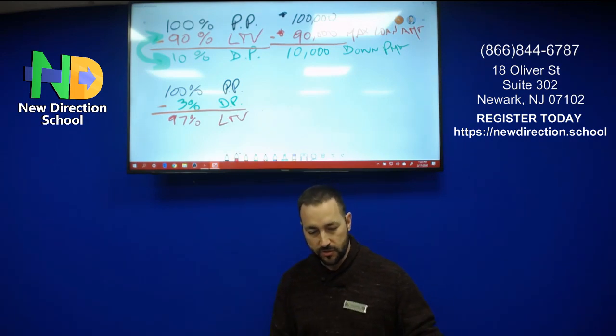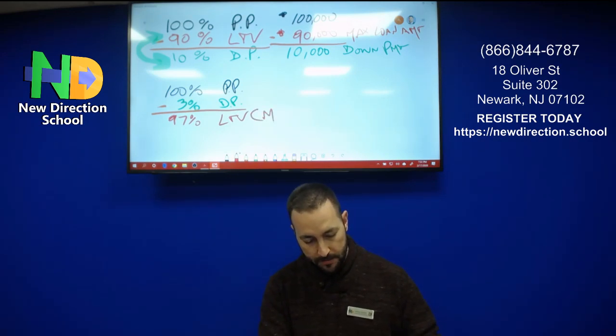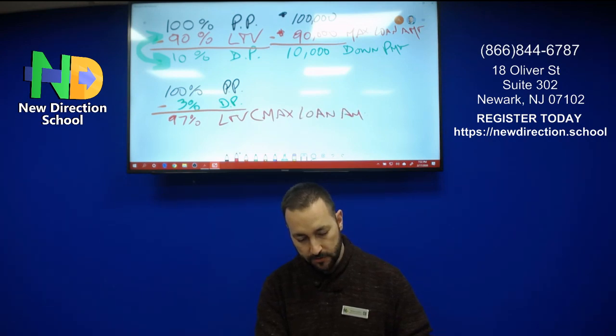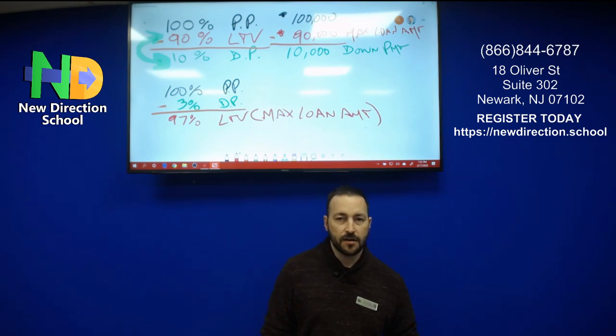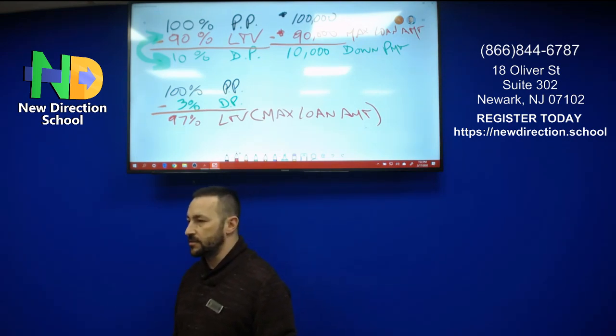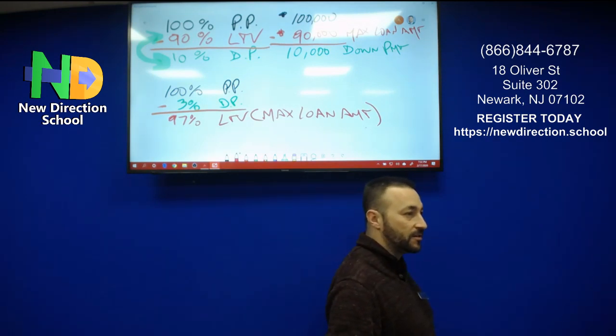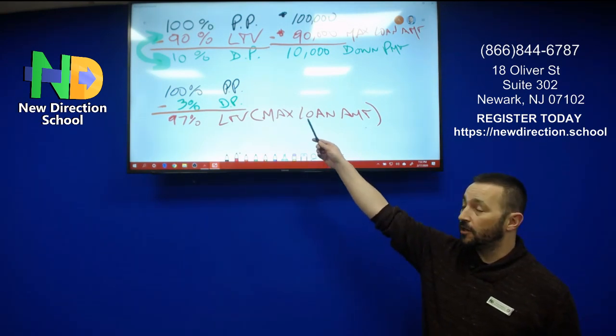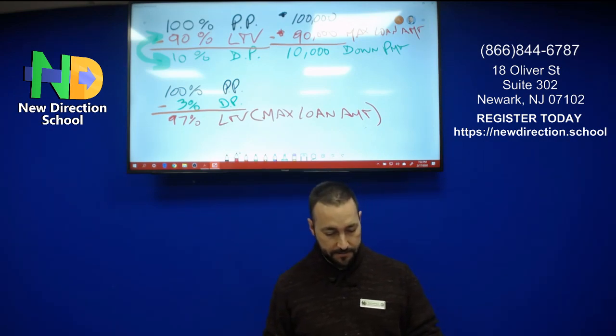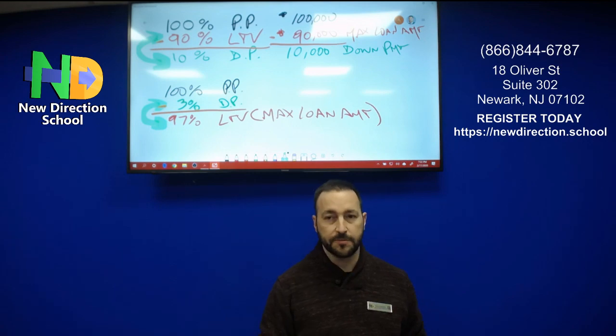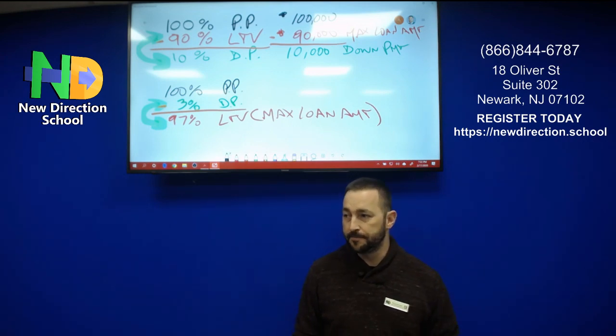Okay, LTV is always the max loan amount. So in this case, how much do we have to come up with for the down payment? It's $3,000. How much is the loan amount? $97,000. That's the maximum that they'll lend to you on a $100,000 purchase. Again, as I was saying, these are interchangeable and always based on 100%.